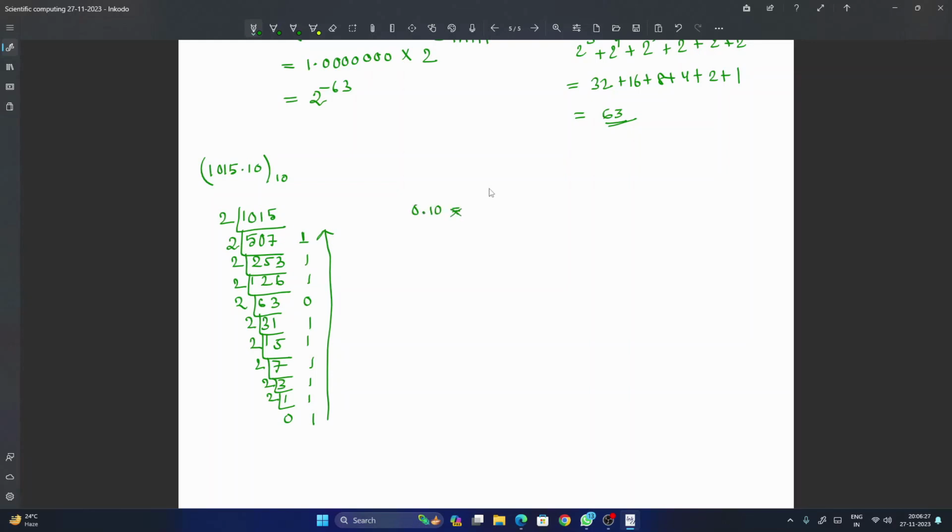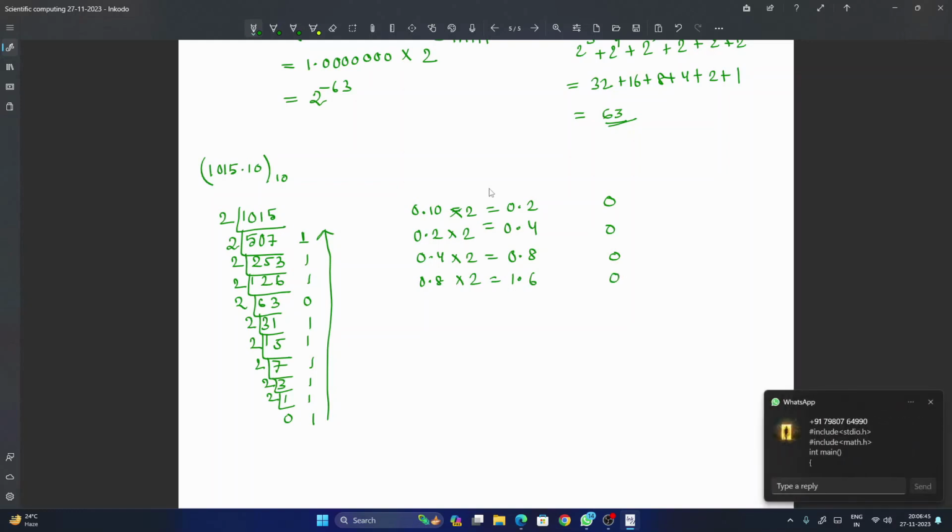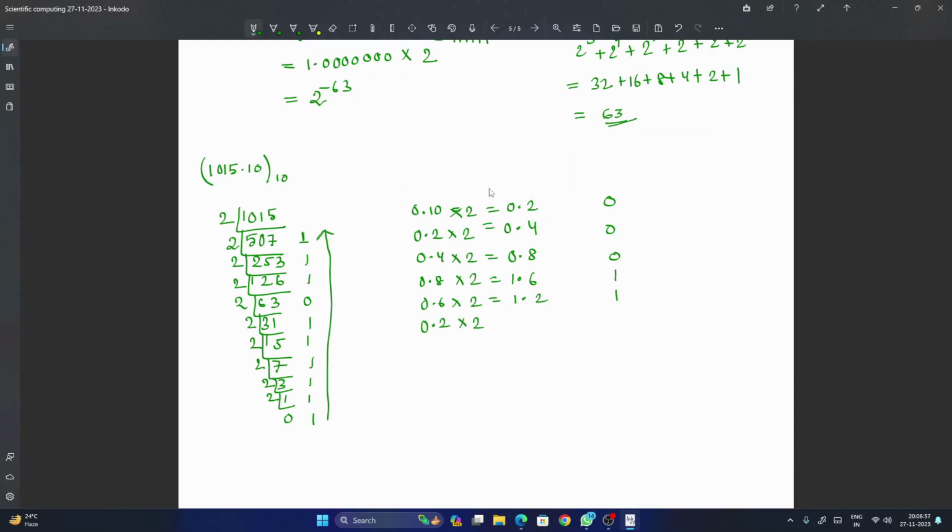0.10 into 2 is 0.20. 0.2 into 2 is 0.40. 0.4 into 2 is 0.80. 0.8 into 2 is equal to 1.60, and not 0, this is 1. Then 0.6 into 2 is 1.2. Then 0.2 into 2, it will be again 0.4. Now it is going into the recurring process. So then 0.4 into 2, it will be 0.8. Now this is 0, so it will continue like that.